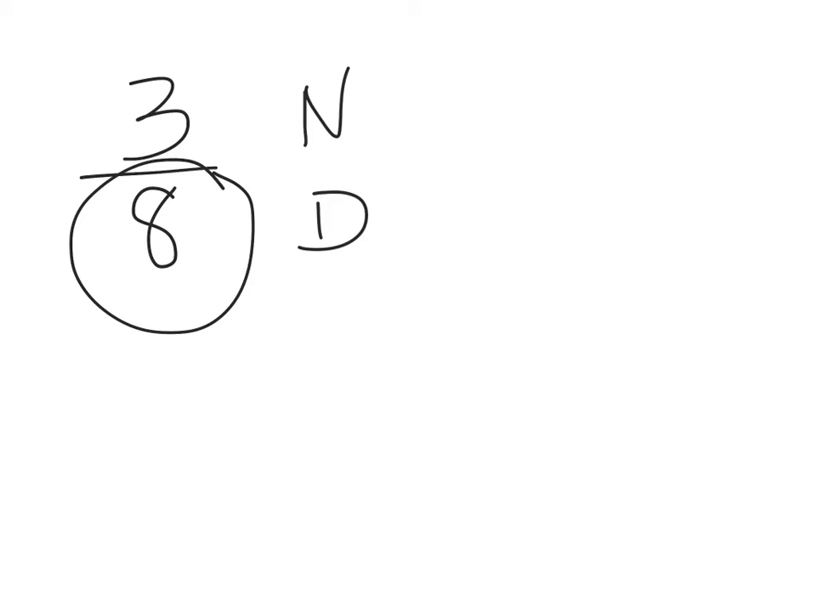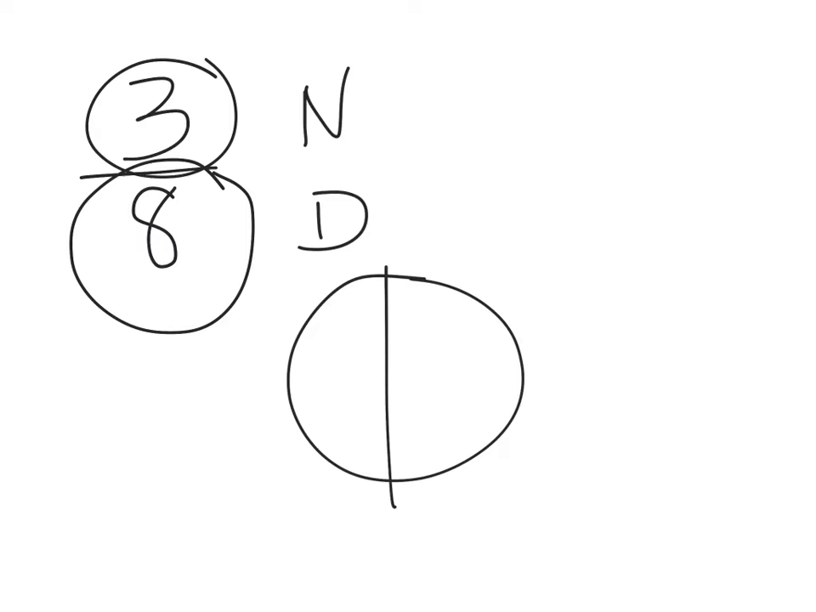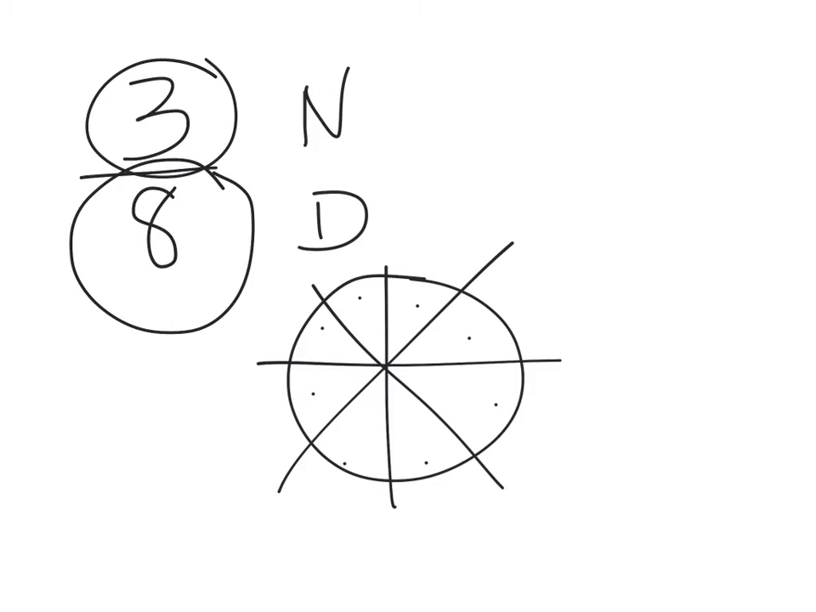So for 3/8, 3 is the numerator, 8 is the denominator. Out of 8 pieces, 3 are used. So there's a total of 8 pieces. So that's 8 pieces, 1, 2, 3, 4, 5, 6, 7, 8, and 3 of them are colored in. You don't always have to start like a clock. You could do these 3. That's fine. So that is 3/8.